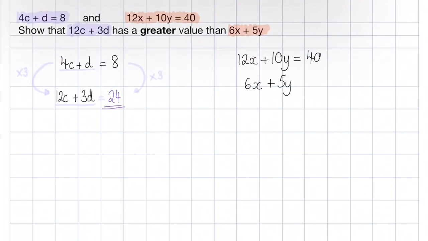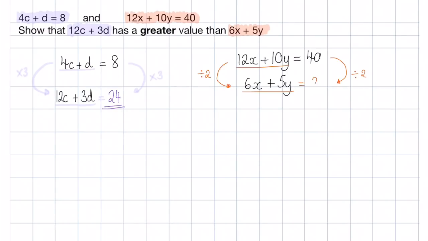But what I do know is to go from my top line here to this bottom line, I should notice that the bottom line is just half of that top one. So I've just divided everything by 2. So I'll divide the 40 by 2 as well.